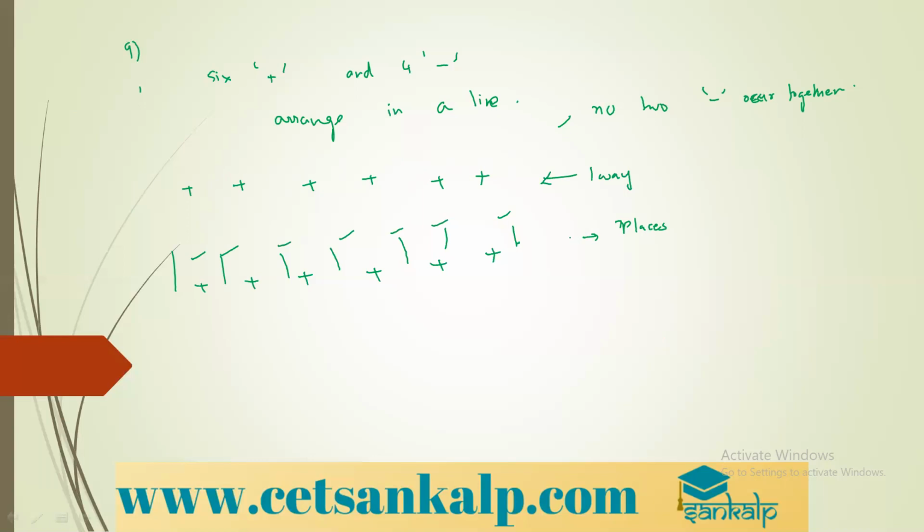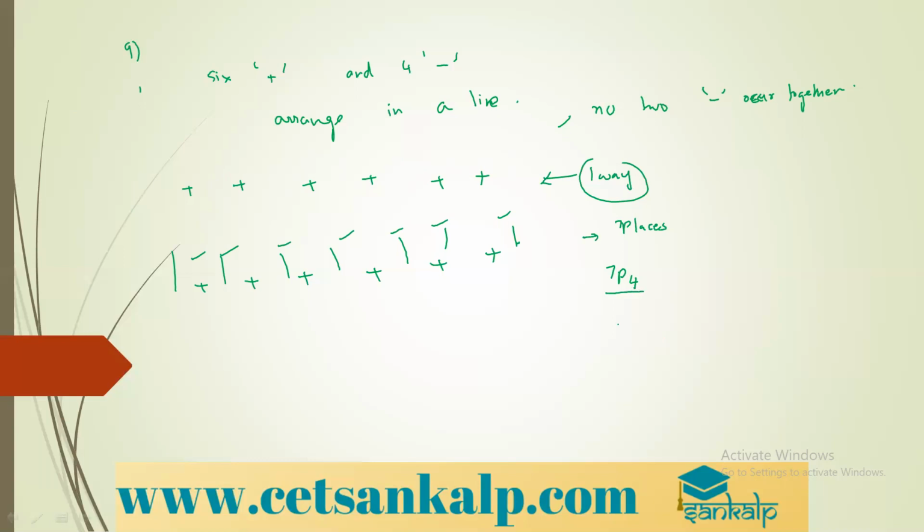So total 6 minus signs are there. I am arranging 6 plus signs in one way. After arranging, now I have 7 places. And in these, I have to arrange the 4 minus signs.